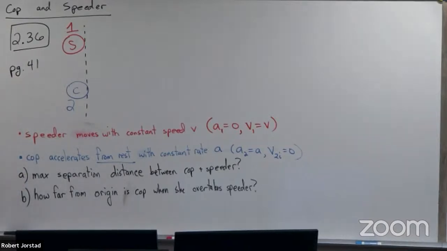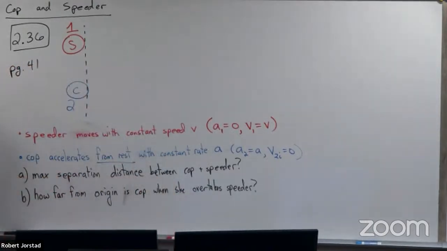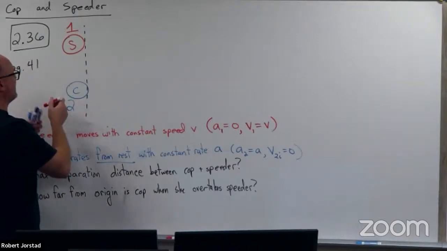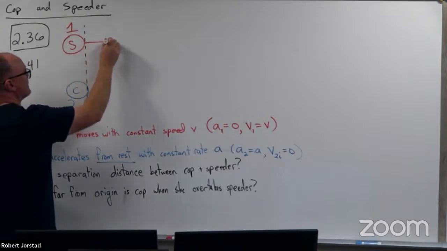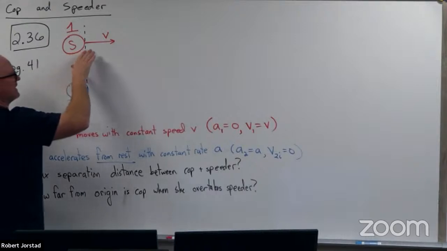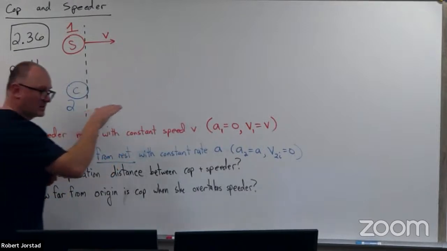So now we have two questions, and I just want to point out something important. What is the max separation distance, and how far from the origin will the cop overtake the speeder? Think about it this way. Initially, the cop is at rest, and the speeder is trucking along with some speed v. The speeder is going to first get ahead of the cop, and then the cop keeps speeding up. Eventually, the cop's going to be going so fast that the cop starts closing the gap.